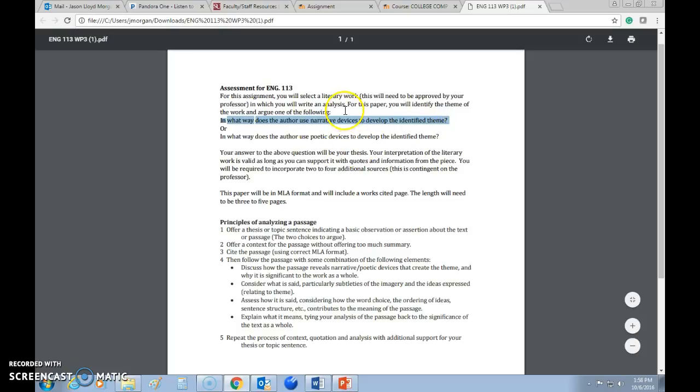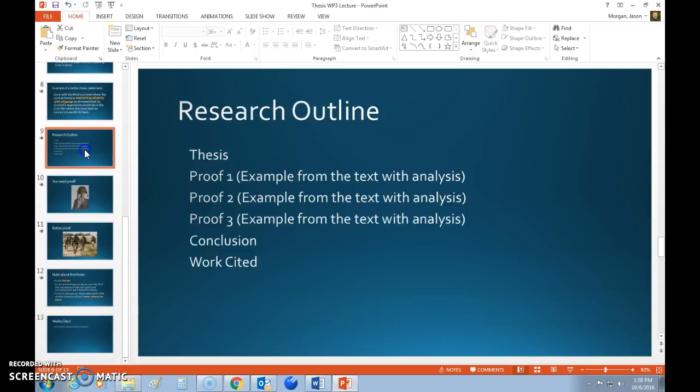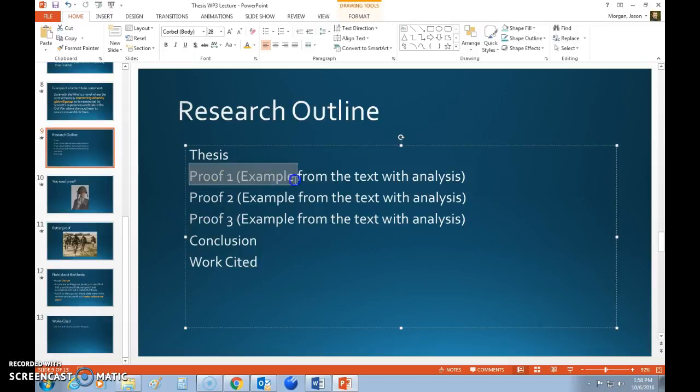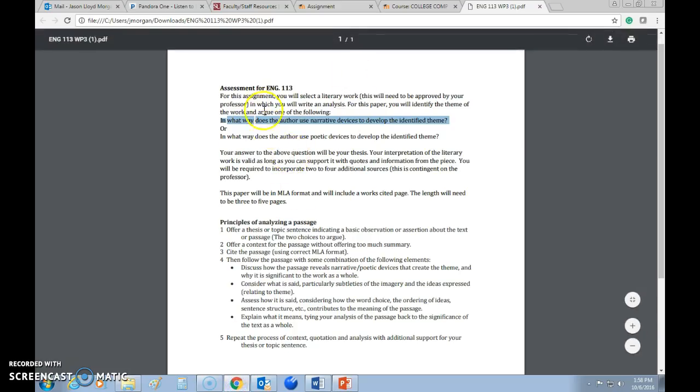Again, for this class, with love, I'm reminding you, we're doing this for Raisin in the Sun. Now, when we go back to our outline here, remember we have thesis, proof 1, proof 2, proof 3, and then the conclusion. These parts right here, this proof 1, examples from the text, how are you going to write that? Well, the good news is it kind of explains it right here in the assessment for English 113, principles of analyzing a passage.